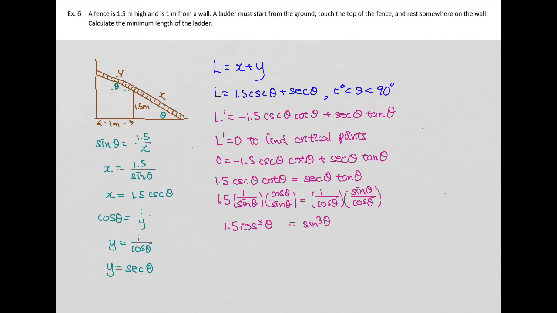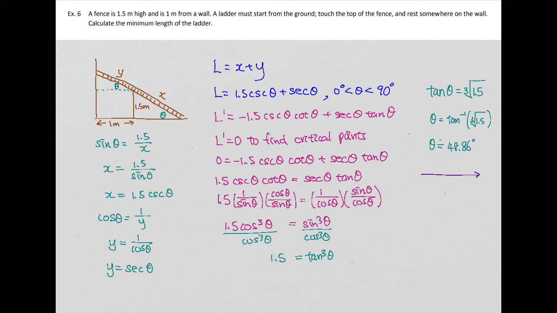Then we can divide it by cosine cube theta on both sides to get tangent cube theta equals 1.5. In order to isolate tangent theta, we're going to take the cube root on both sides. So tangent theta equals the cube root of 1.5. Then theta is going to be tangent inverse of the cube root of 1.5. Then you will see on the calculator, theta is approximately 48.86 degrees. Next, let's identify the critical point by putting the critical point on the number line for L prime.